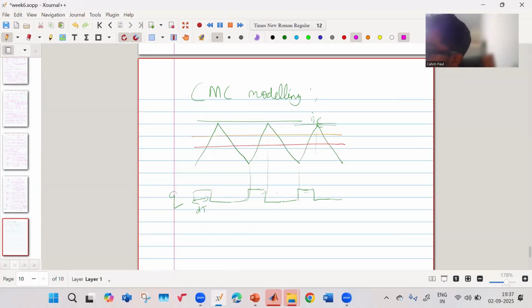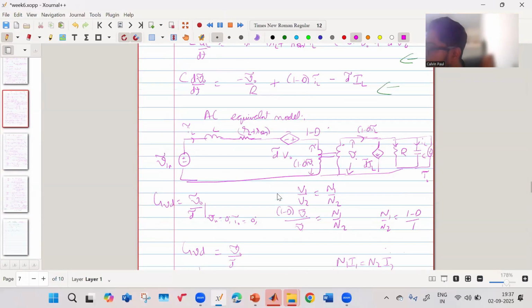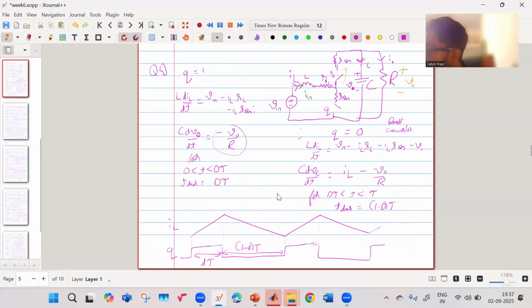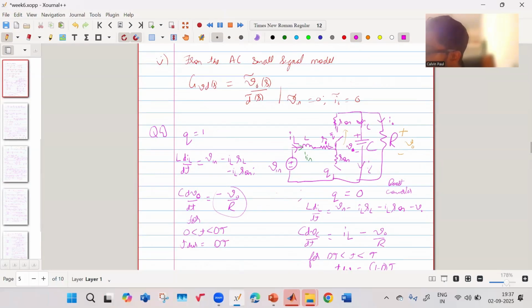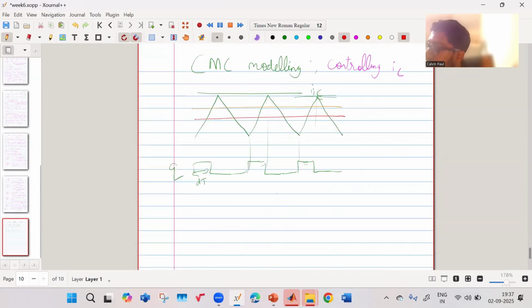So what are we doing in current mode control? We are controlling IC, this peak reference. You must not get confused that this IC is your capacitor current. You might get confused that this is also IC, that is also IC, because in the questions it also comes like that. So that capacitor current IC is actually your peak current.